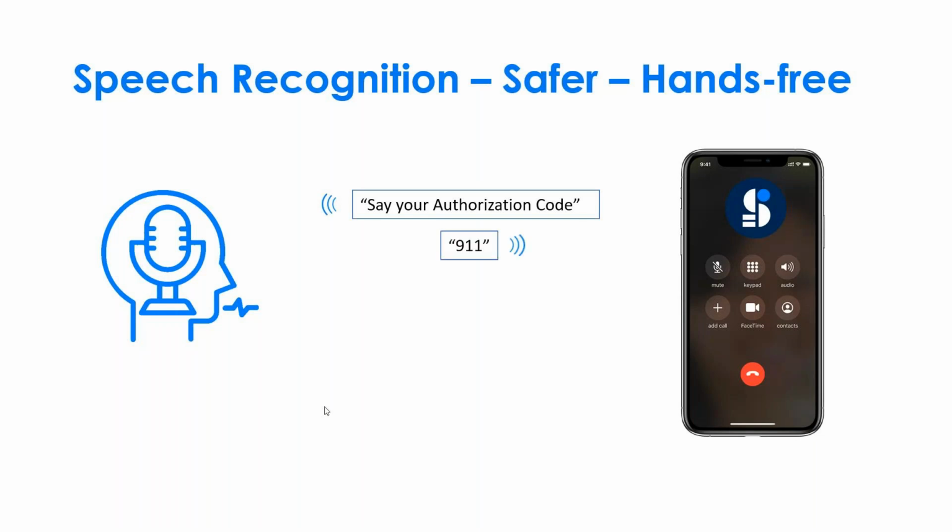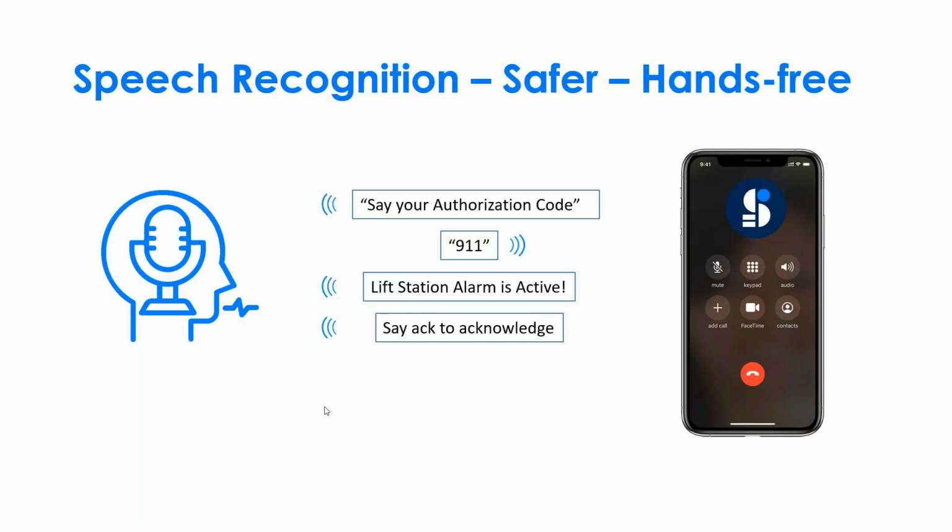It'll say your authorization code, you say it out loud, it will recognize who you are, it'll read the alarms out, and then you can say "ack" to acknowledge, it'll acknowledge the alarm, and that's how you'll progress through the phone call. So if you're in the car and you can't interact with your phone, and you want to use speech recognition to hear alarms, you can do that now. It's built into the software. I believe it's enabled by default anyway, but it is there for you to use.